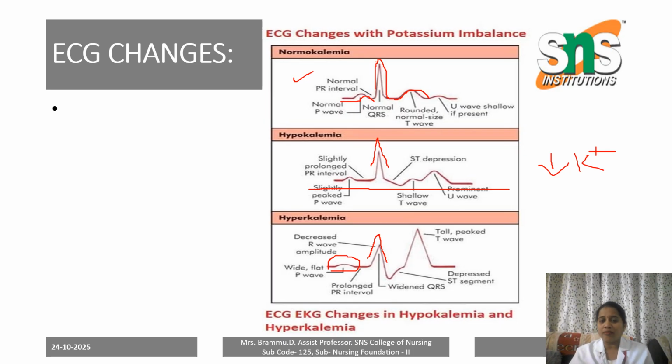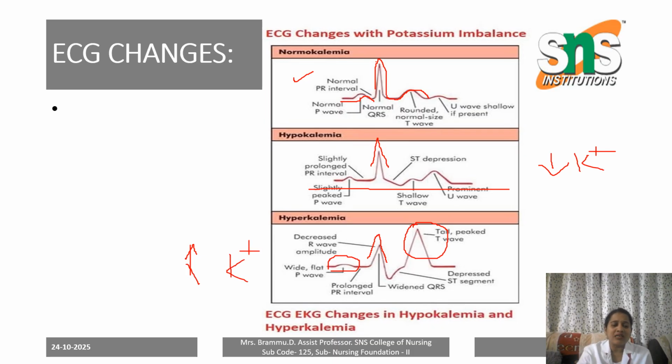Followed by that, you have a wide QRS, that is the Q, the R and the S gap is very wide, and there is depression of the ST segment, followed by a tall and peaked T wave. So blindly you can keep it in mind that when there is a peaked T wave, or the P wave is flat with a wide QRS complex, and the R wave amplitude is reduced, it shows that the potassium level is very much increased in the bloodstream.